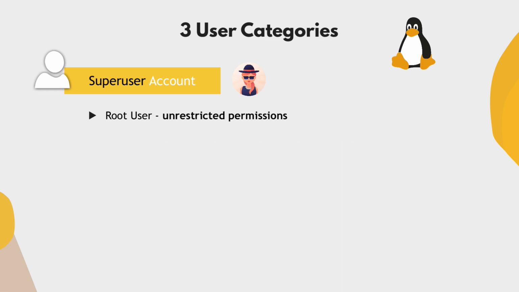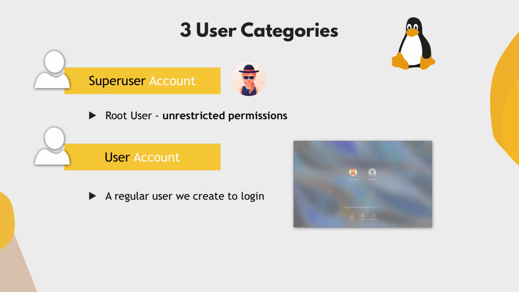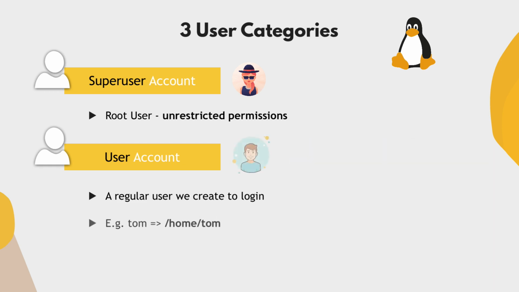A second type of user are regular or standard users. These are the users that we create to log in to the system. So if I want to use a computer or a server, I will have some standard user that I can use to log into the system and then do stuff there. And each regular or standard user will have its own dedicated space that we already saw in /home directory in a folder that has the same name as that user.